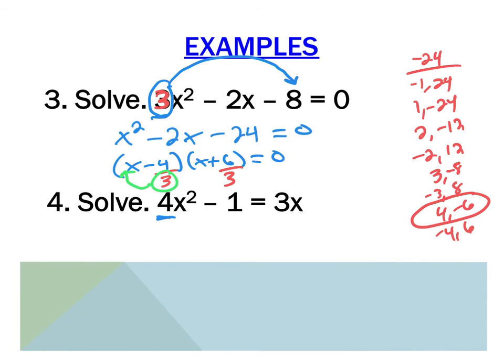So the factored form would be 3x minus 4 times x plus 6 divided by 3, and that second set reduces to 2. And now that I applied the zero product property, that means 3x minus 4 equals 0, or x plus 2 equals 0. If I solve the first one, I would have to add 4 and divide by 3.